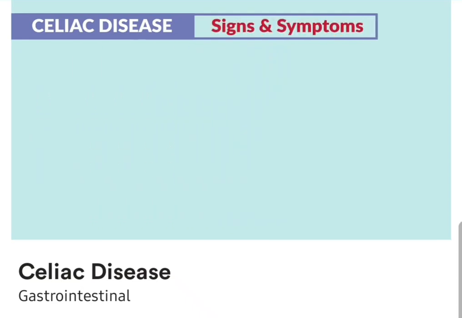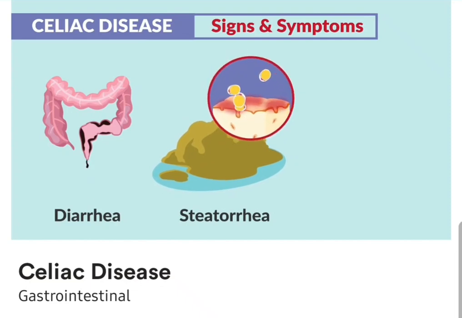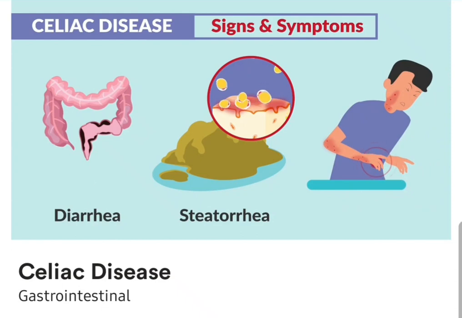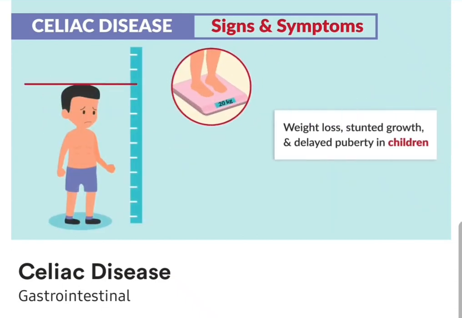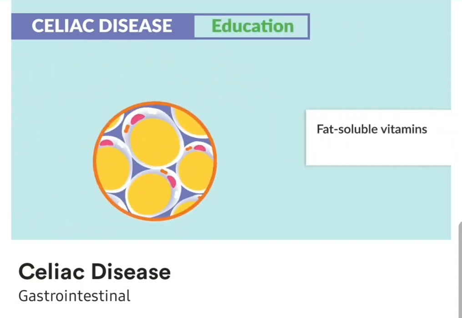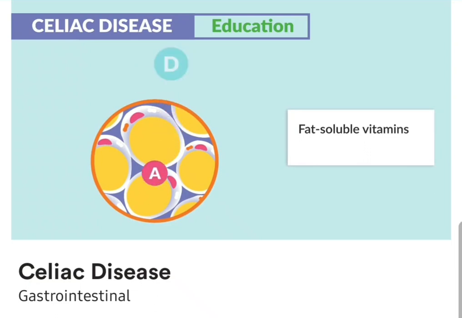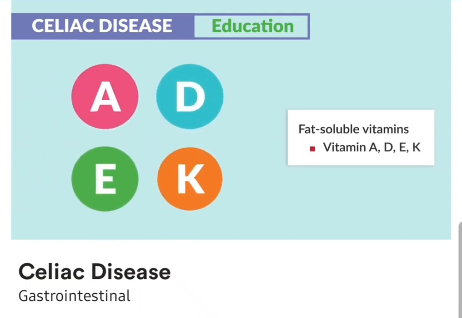So the key signs and symptoms are diarrhea, steatorrhea, which is fatty stools as fats are not absorbed in the body, as well as abdominal pain, and even weight loss, as well as stunted growth and delayed puberty in children. So the key education to write down here is fat-soluble vitamins, as nutrients are not easily absorbed. And these include vitamin A, D, E, and K.